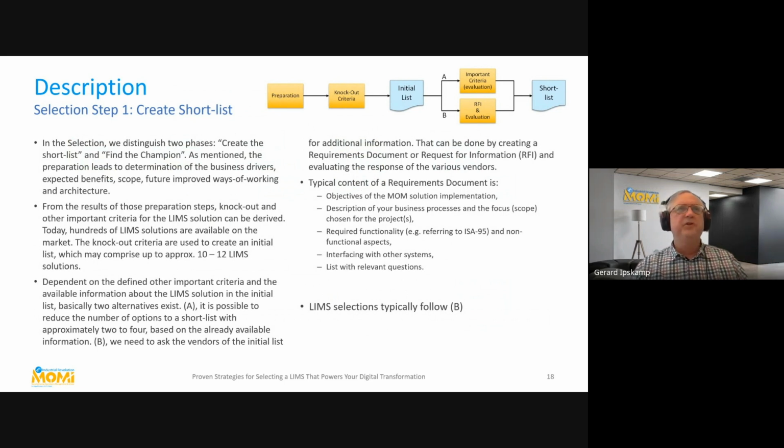This slide is for you to read. Everything I tell is here more or less in text. You see that LIMS selections typically follow stream B. So we often need an RFI to get the information to go from 10, 12, 15 to 3, 4 vendors.